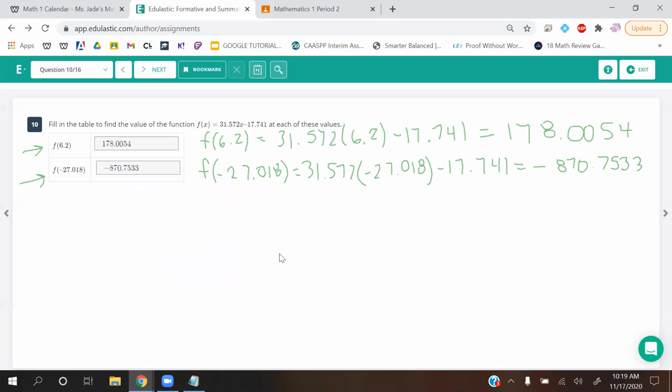Okay, any questions on this problem? Okay, let's clear the drawings and go to the next problem.